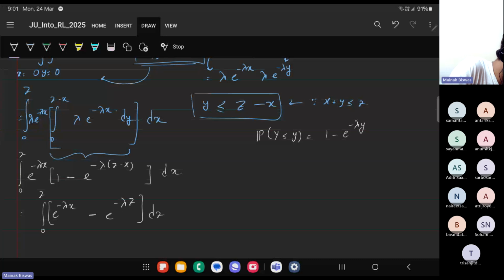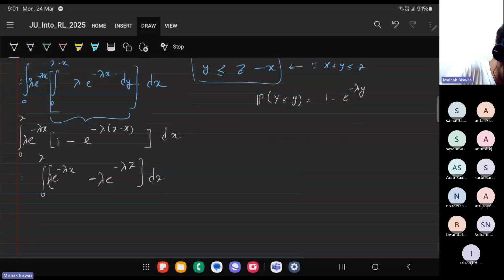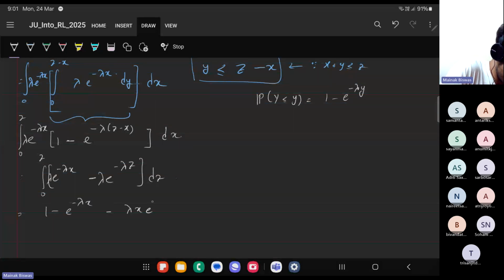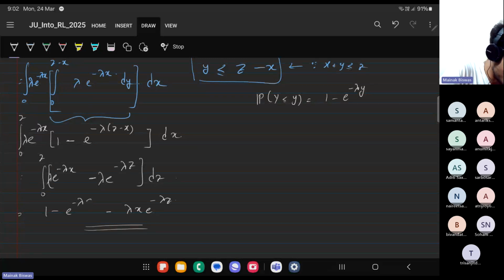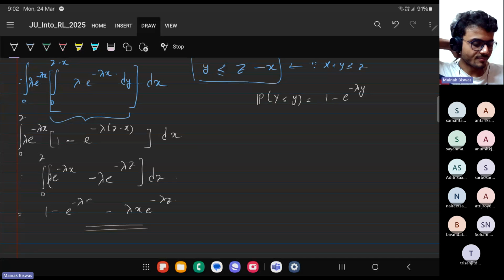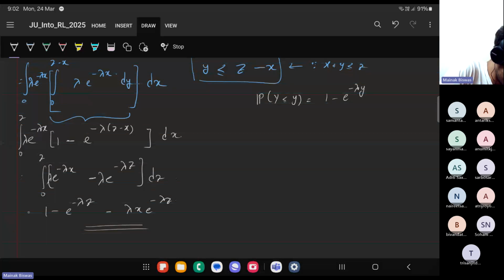And I think there's a lambda missing here. So lambda and lambda here. So this is 1 minus e to the power minus lambda x minus lambda x e to the power minus lambda z. So it's just algebra. There's nothing much over here, just algebra that I did. So this is your distribution for f of z.